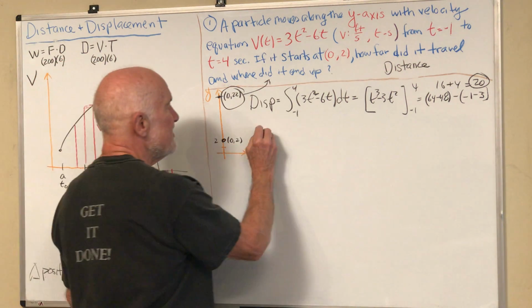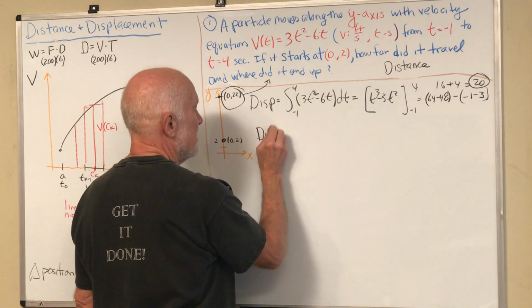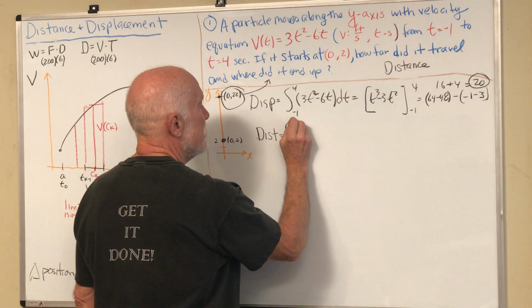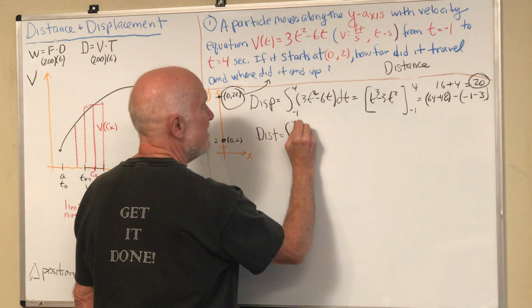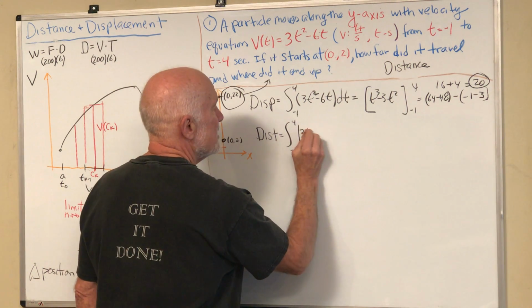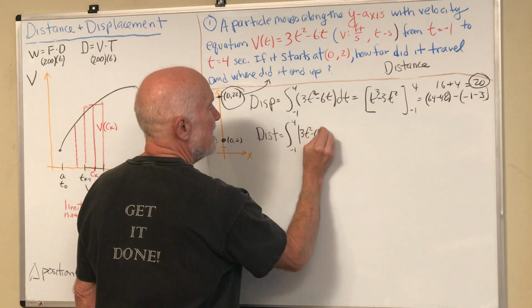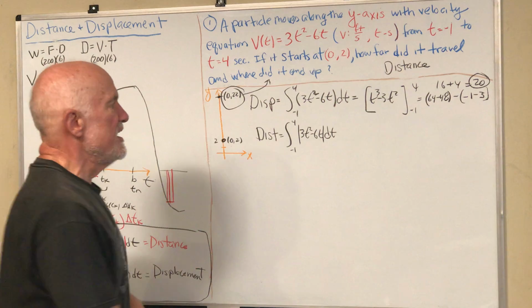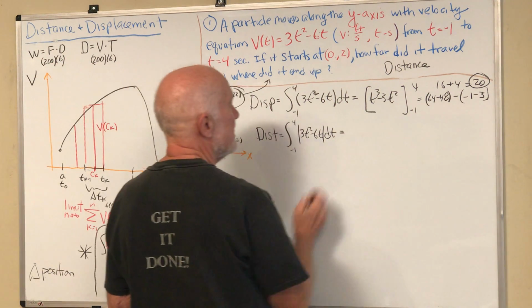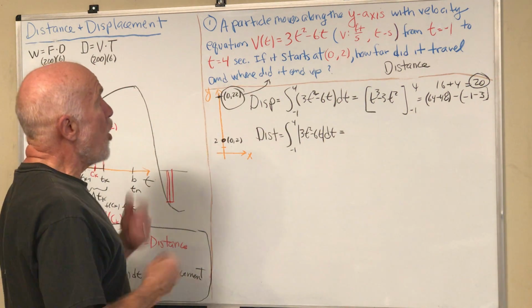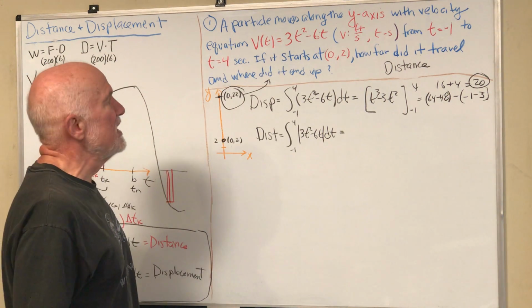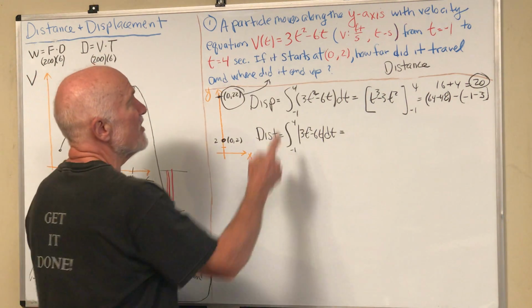Now, to actually get the distance, now you've got a more difficult calculation. You have to take the absolute value. And we don't have any antiderivative functions for absolute value. So what I'm going to have to do is hope that the velocity is always positive, because then it's going to be the same answer. But I don't think that's the case here.